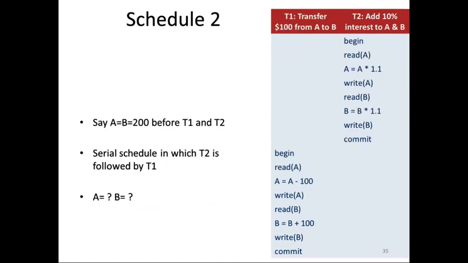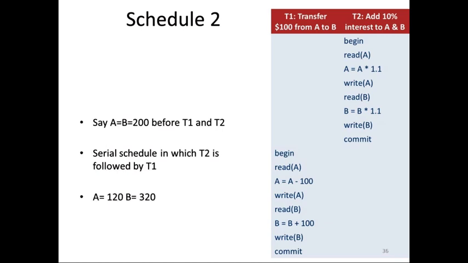Let's look at another serial schedule, the only other possible serial schedule, in which we first do T2 and then we do T1. Starting from the same initial values, what will now be the state of the database? What will now be the value for A and for B after executing T2 and then T1? Exactly, 120 and 320. Very good.